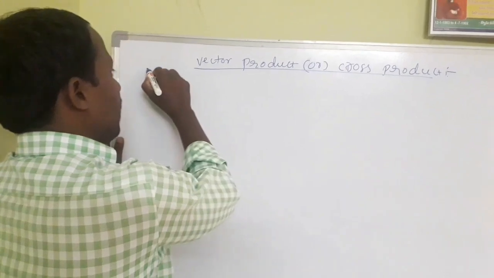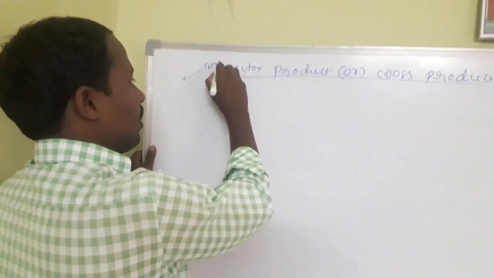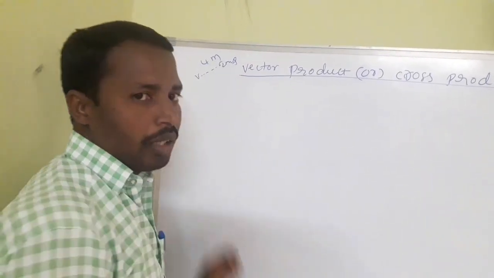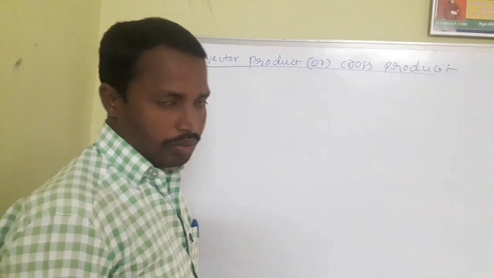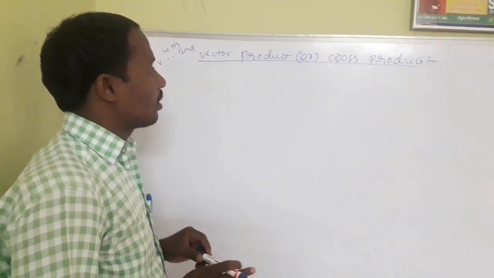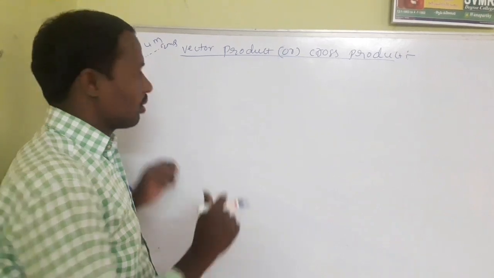So it is also very important for 4 marks in the annual examination. So what is vector product and cross product?